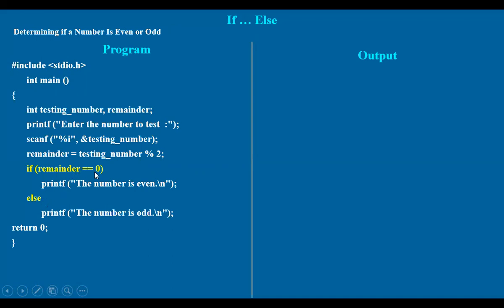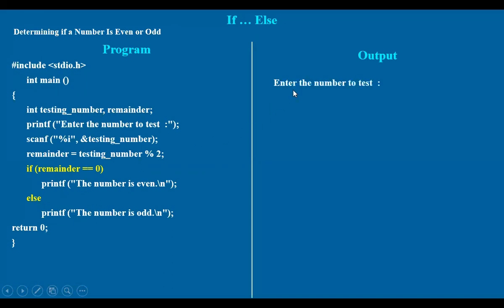Suppose this is not 0, right? That means this condition is false. False in the sense it won't execute this statement here. It comes to the second condition here, this one. And since the condition is false, this will be executed and says odd. That's it. So the flow continues like this.